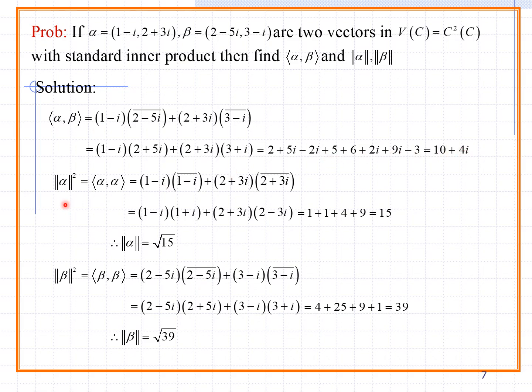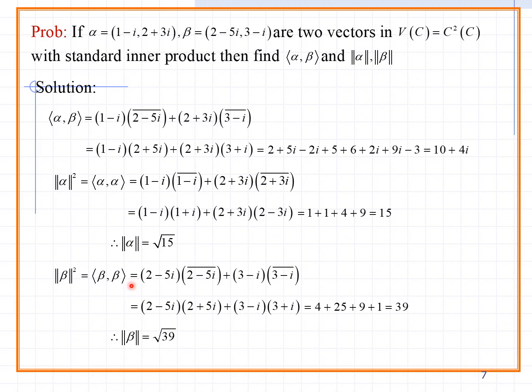The same pattern, you take norm alpha square, the same formula is applicable. After that, conjugate changes negative to positive, positive to negative. Then you can apply the multiplication property. You get 1 plus 1 plus 4 plus 9 equal to 15. So norm alpha square value is 15, and norm alpha equals root 15.